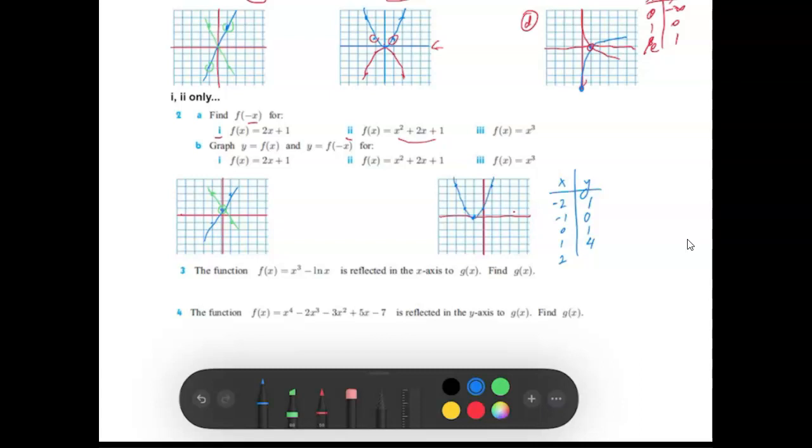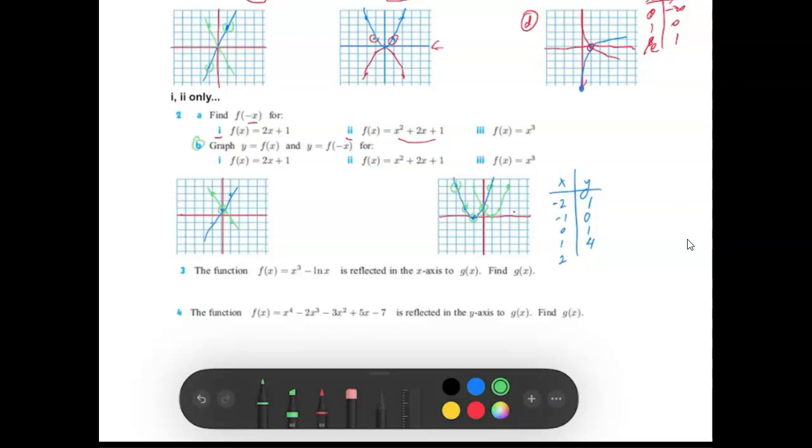And then I'm going to do a horizontal reflection over the y-axis of this. And so that means that this vertex goes over here. This point here becomes this point here. This point stays the same. This point becomes this point. This point becomes this point. So it looks kind of like that. So that would be my horizontal reflection. So this actually is answering part B, which is to graph the two.